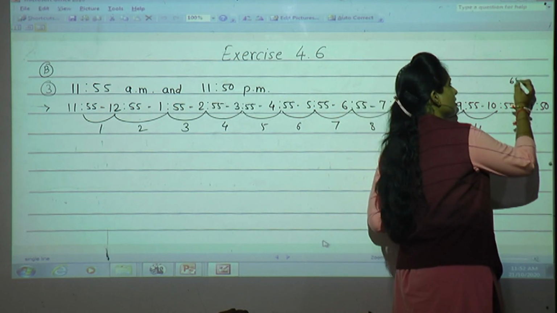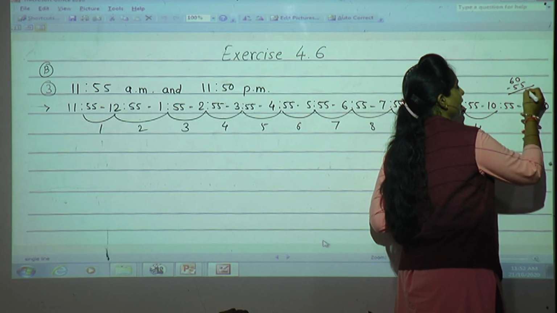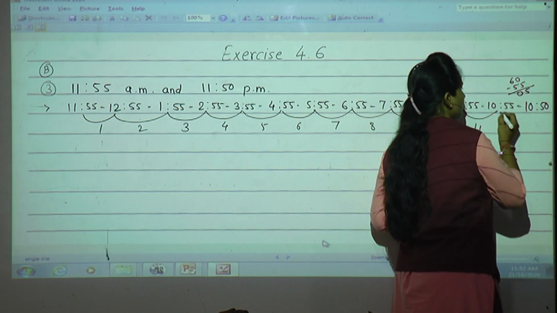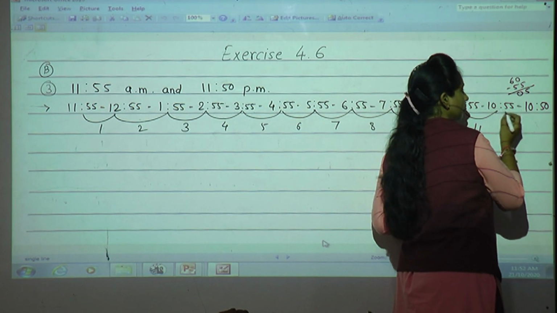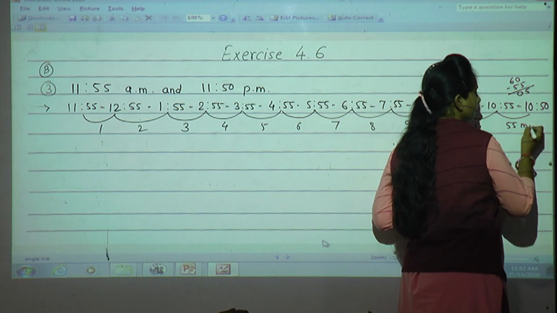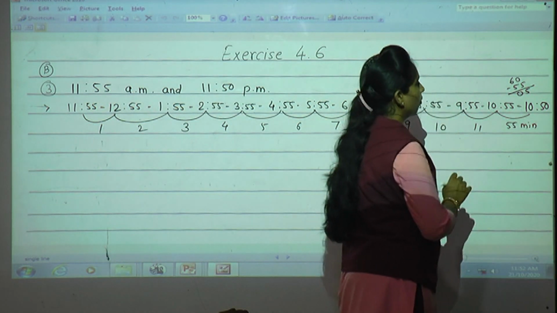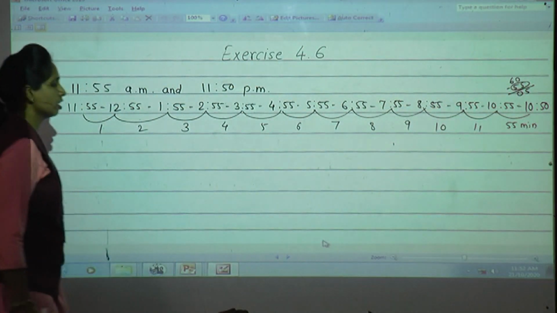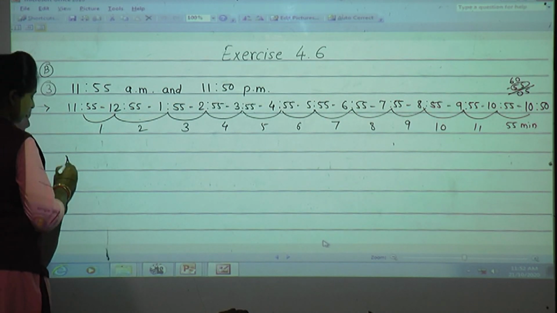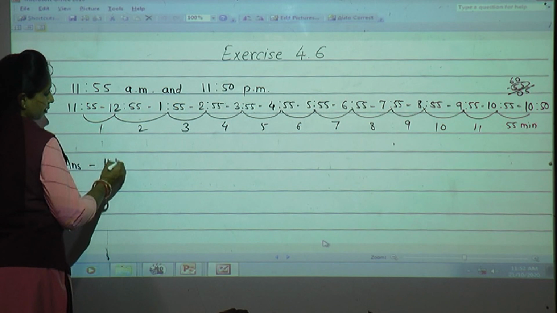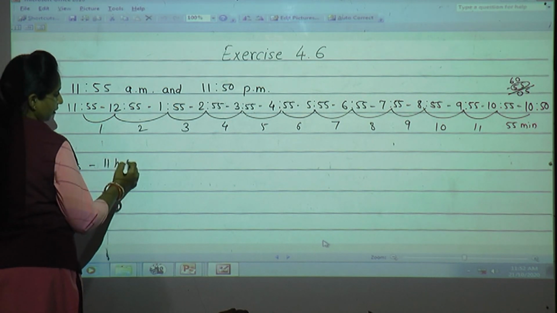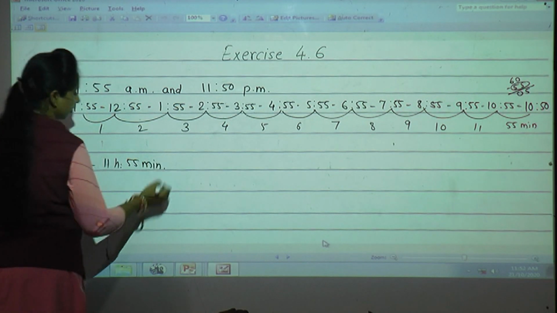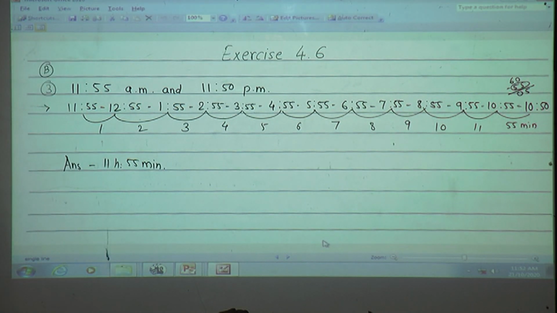Means how much less here? 60 minus 55, 5 is less. Okay, so what is the answer here? 55. The answer is 55. Okay, so here you can write the answer: 11 hours 55 minutes. Clear? Yes? Understood? Very good. Now we will move to the C question.